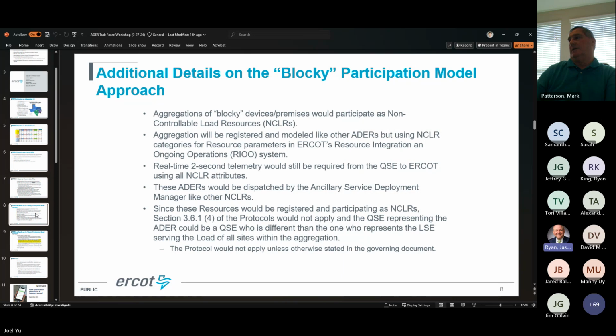Yes, sir. I see Rosemary had her hand up. I'm sorry, he hasn't covered the point. It is the third bullet. So I'll let him finish the slide and then I can ask.